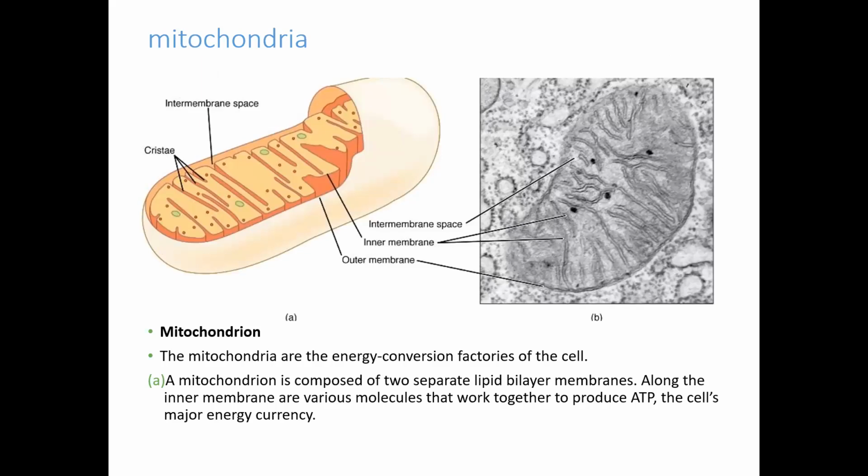Mitochondria is one of the most important organelles inside the cell. This is where we get our energy released from. Many biology books will refer to this as the power plant of the cell. They're more like an energy conversion site. Mitochondria take the energy from glucose and convert it and put it into ATP. That's what they do. They are energy conversion centers.